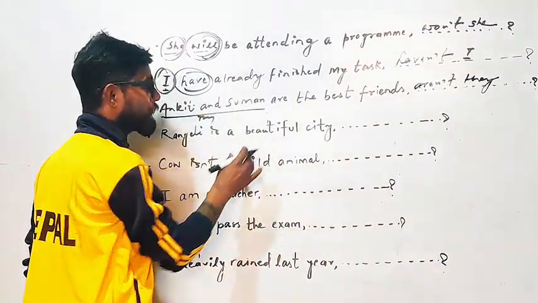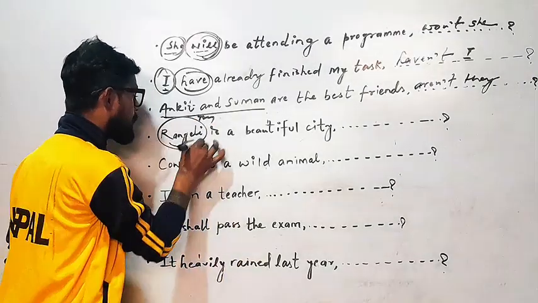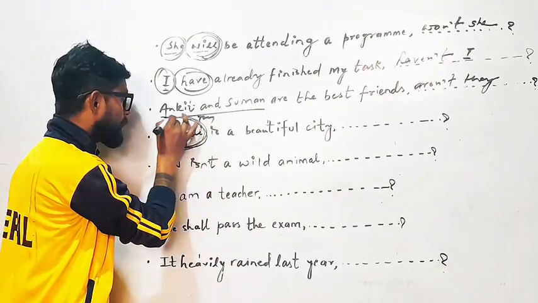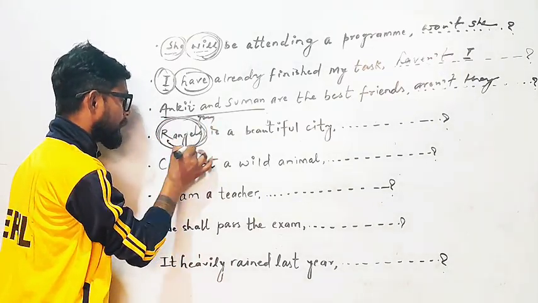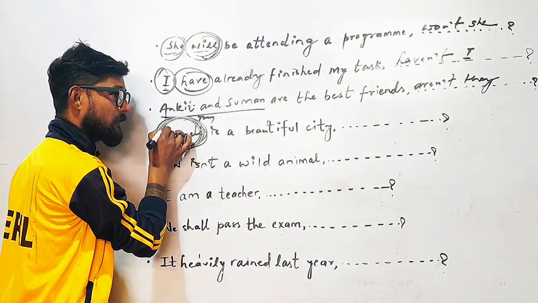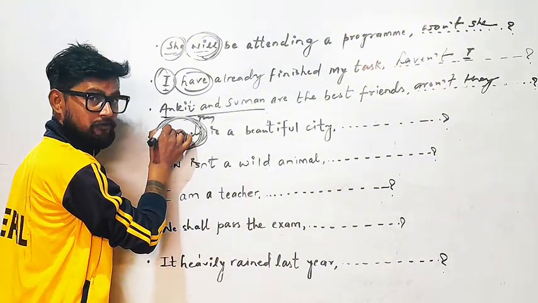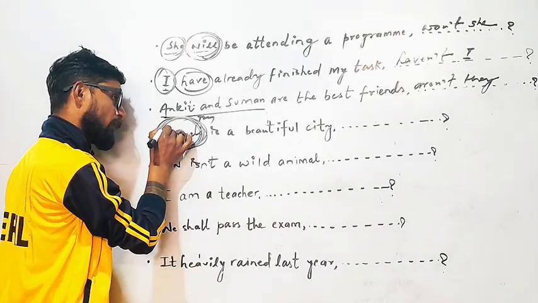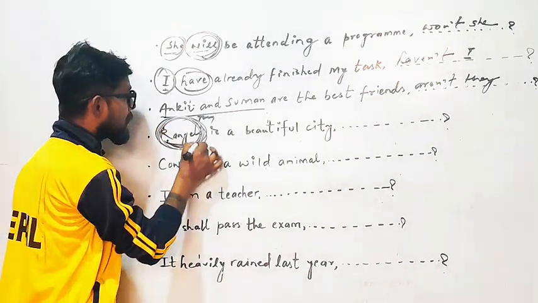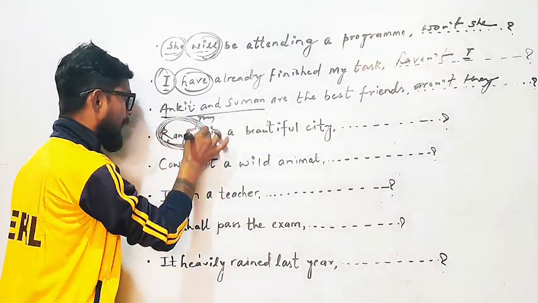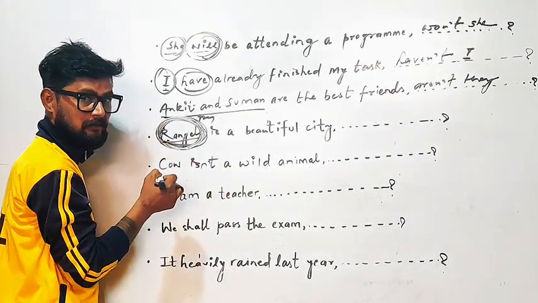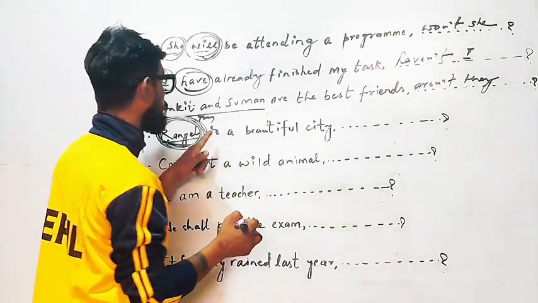Rangeli is a beautiful city. Rangeli is the name of a place or not? Before I told you, where we get the name of a place, name of a bird, name of an animal, we must use it and they according to the nouns. If the nouns are singular, use it. If the nouns are plural, use they. And here, how many Rangeli do we have? Just one, no? So it is singular. So we must use it here. So is means isn't.